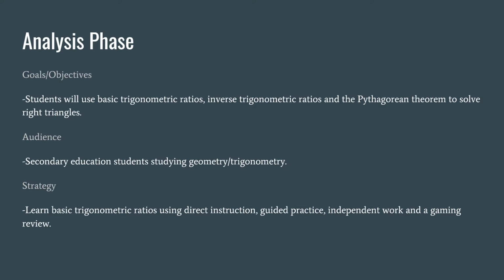For the analysis phase, our major goal slash objectives was to have students use basic trig ratios, inverse trig ratios, and the Pythagorean theorem to solve right triangles. Solving right triangles, what that is finding every side length and every angle measure in a right triangle. Our target audience, once again, was secondary education students, mostly those studying geometry, geotrig, or just straight trigonometry.